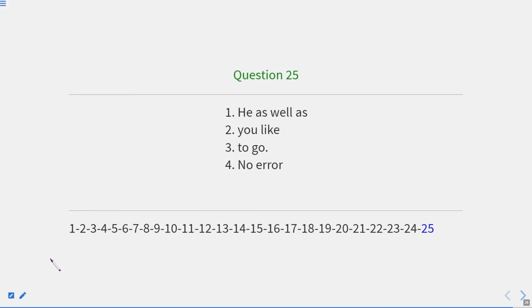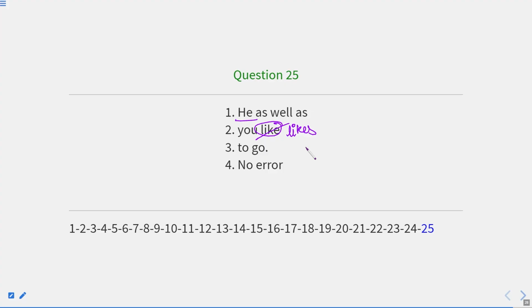Now let us move to the next one. That is question number 25. Now this is the last question of today's session. He as well as you like to go. Now we know very well that whenever we connect two subjects together with the help of as well as and not, among, with, besides, along with, any of these conjunctions, we use verb according to the first subject, and here the first subject is he, which is singular. Therefore this like should be replaced with likes. Okay, so the correct sentence will be he as well as you likes to go. Okay, so this is question number 25.